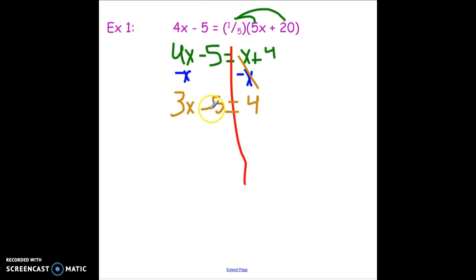Now it's a two-step equation. I'm going to undo any addition and subtraction. 5 is subtracting with x, so the inverse, or the opposite of subtracting 5, is adding it to each side. Those cancel, and I'm left with 3x equaling 4 plus 5 is 9. The inverse of multiplying by 3 is dividing, so I'm going to divide both sides by 3. And I'm left with x equaling 3.